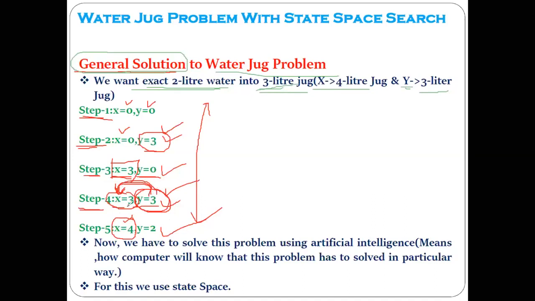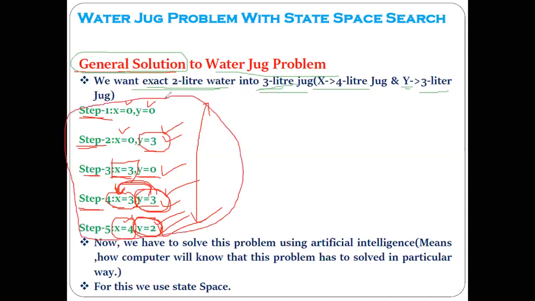And when you go on pouring the water from the second jug into the first jug, then definitely you will get the result as the water remaining in the second jug, that is the 2 liters. Yes or no? Yes. This is nothing but our goal state, getting exactly 2 liters of water into the 3 liter jug. Right. You got the point? Yes, sir.